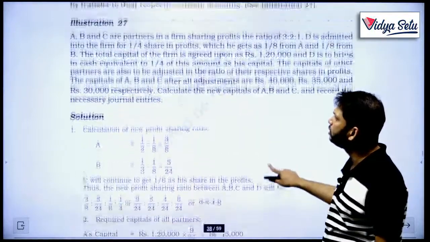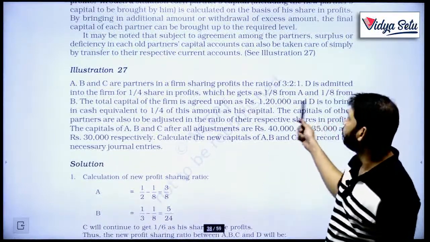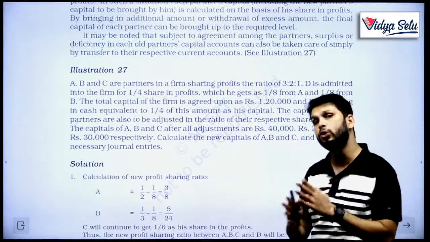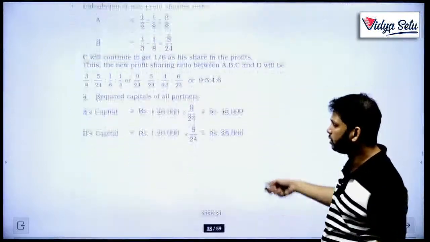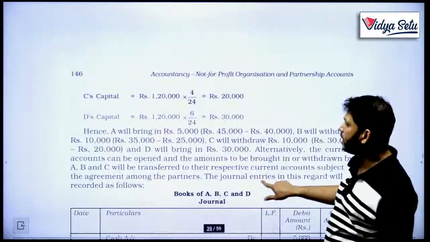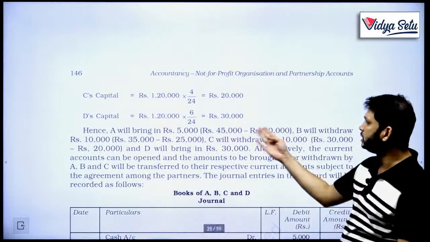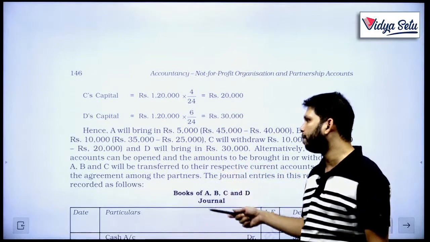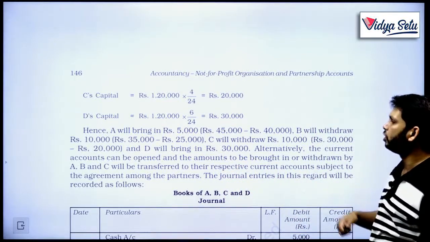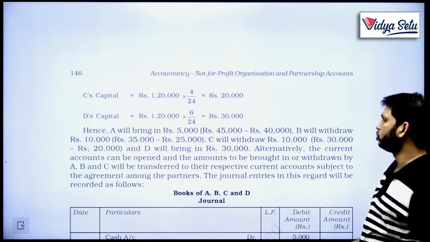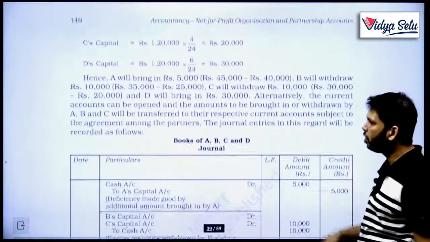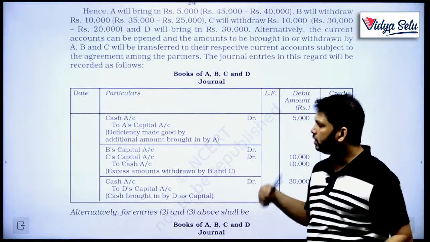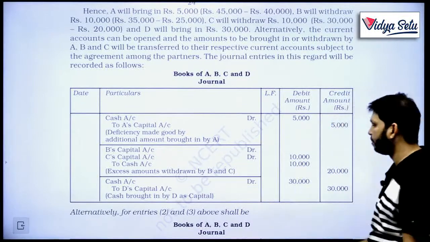Now, how much is he bringing? D is to bring cash equivalent to, he is saying that he is bringing 30,000. He is bringing cash equivalent to his proportionate share. So, hence A, B and C will do all these things. Alternatively, the current accounts can be opened and the amounts to be brought in or withdrawn by A, B and C will be transferred to their respective current accounts subject to agreement of all partners. Now, the journal entries will be: A will bring in money, B and C will take back the money, and D obviously will bring the money for capital.